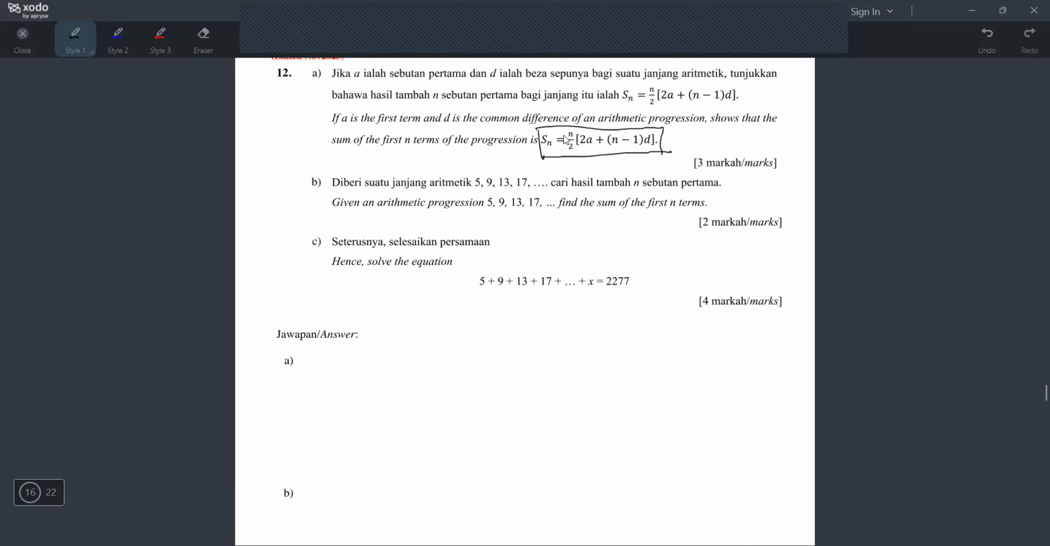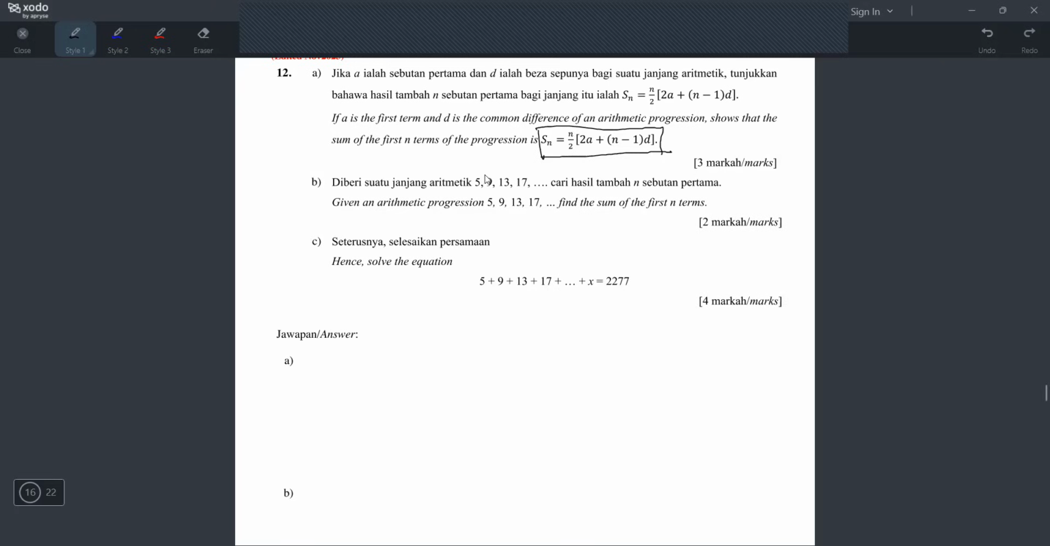Okay, so if they want you to show this formula means you have to prove the formula. Ataupun you have to derive the formula. So how can you prove this formula? Okay, if you look at this formula, it's one of the formula that you have to hafal. Ataupun one of the formula that you belajar in this chapter, right? Is the SN formula. But they want you to prove the formula, right? So how do you prove it?